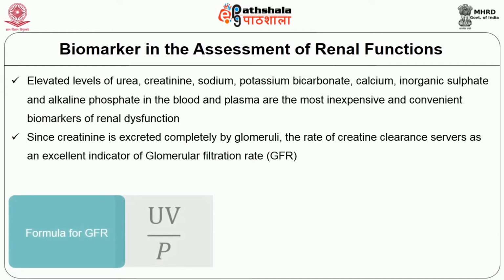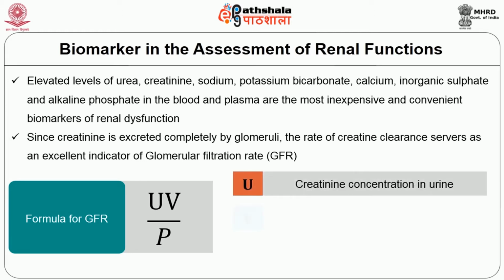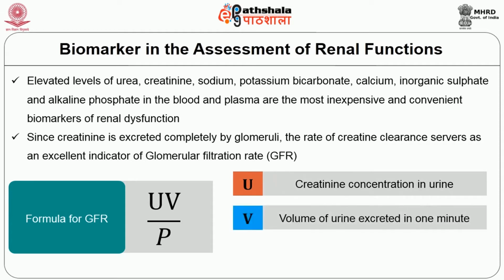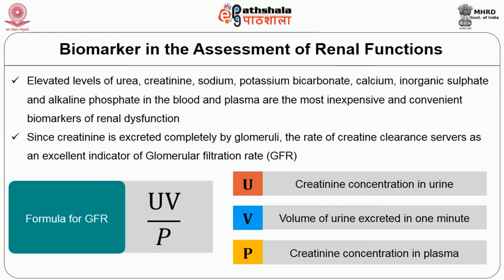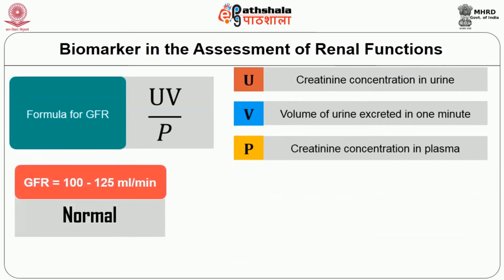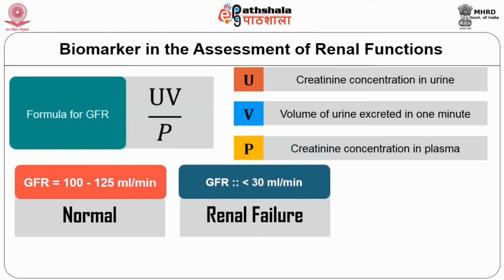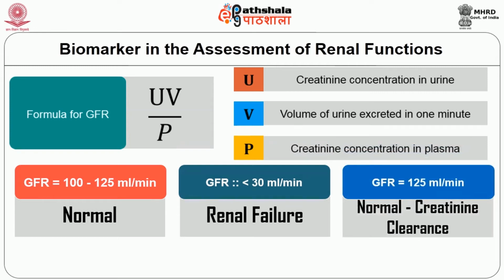rate. The GFR can be calculated using the formula UV by P, where U is the creatinine concentration in urine, V is the volume of urine excreted in 1 minute, and P is the creatinine concentration in plasma. The normal GFR is about 100 to 125 ml per minute. GFR less than 30 ml per minute indicates renal failure. The normal rate of creatinine clearance is 125 ml per minute.